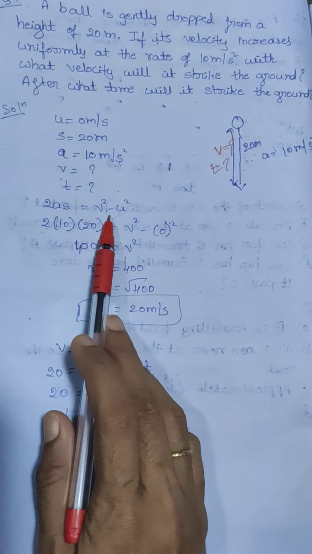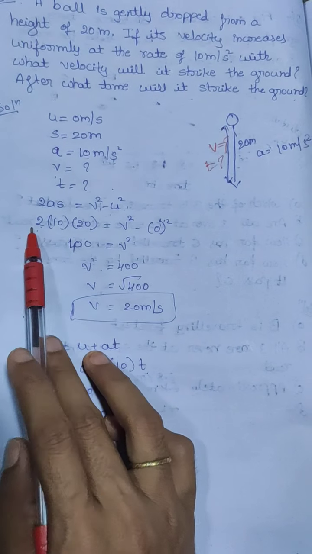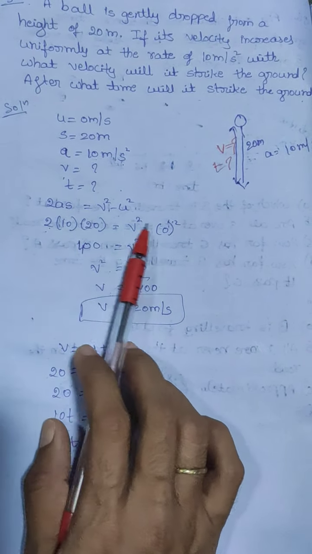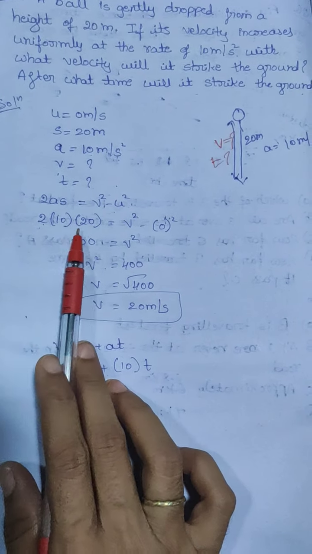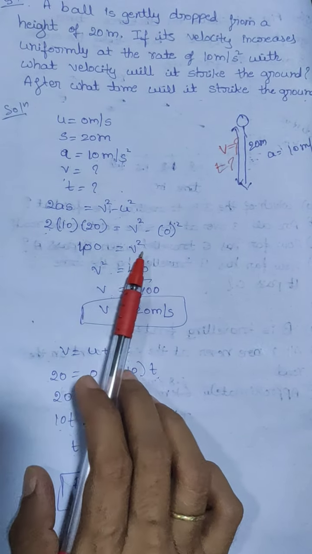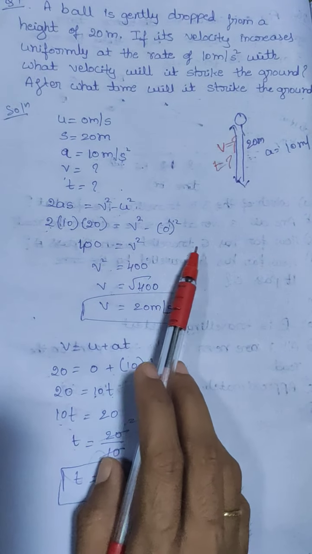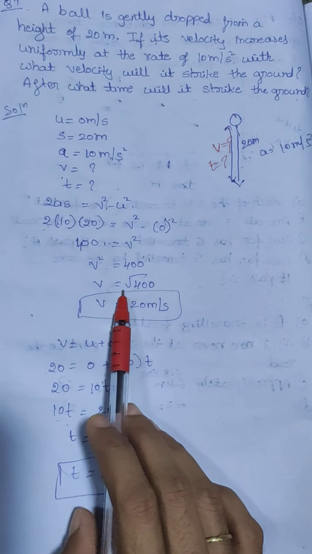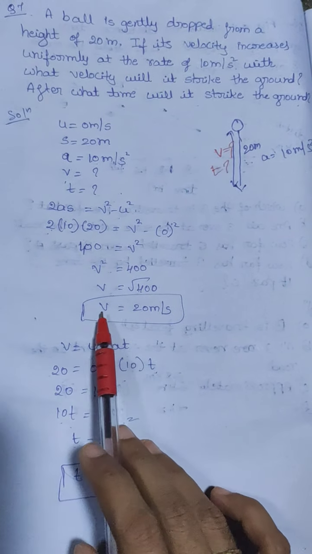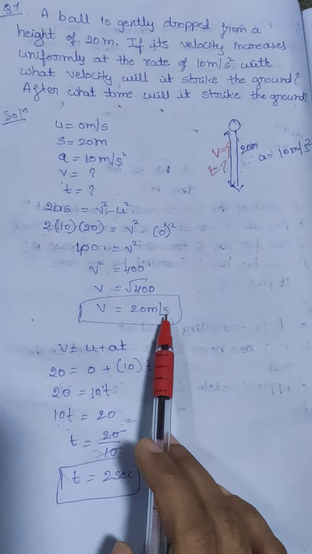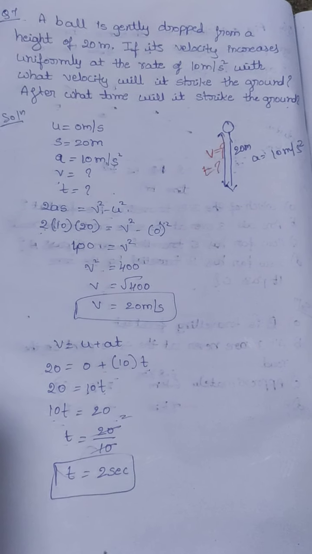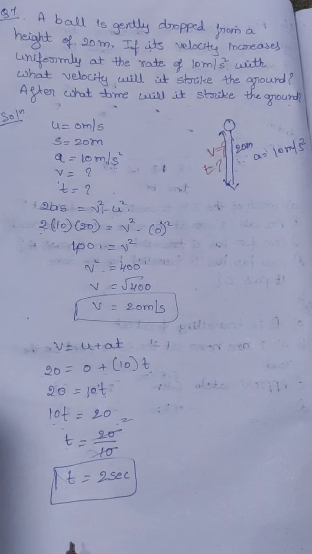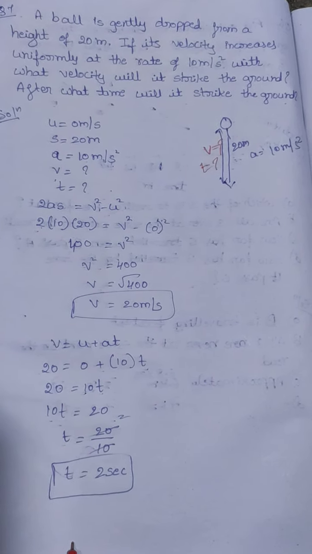So 2aS is equal to V square minus U square. A value is 10, S value is 20, equal to V square minus 0 square. So 10 into 20 into 2, that is 400. So V square is equal to 400. V is equal to root over 400. If you remove the root, we get V as 20 meter per second. That means the ball which is dropped comes with the velocity of 20 meter per second.